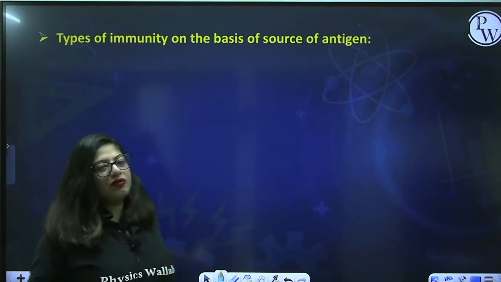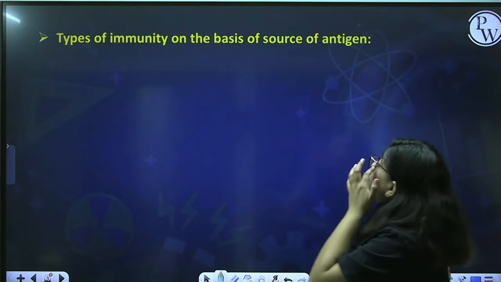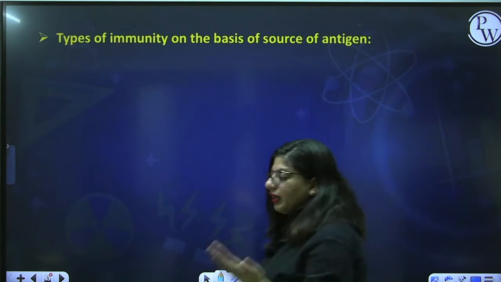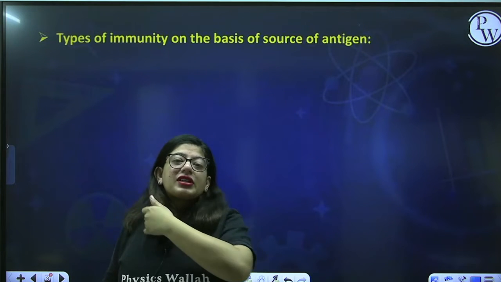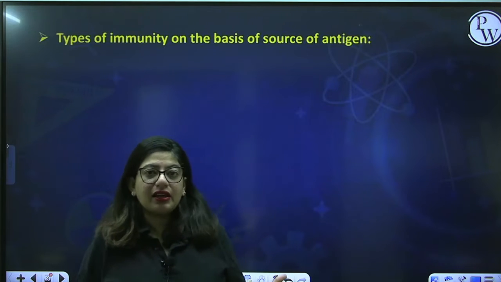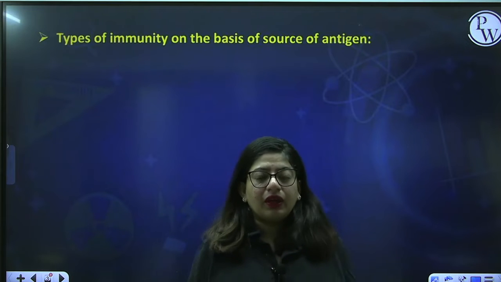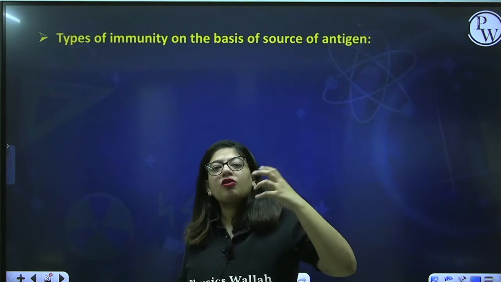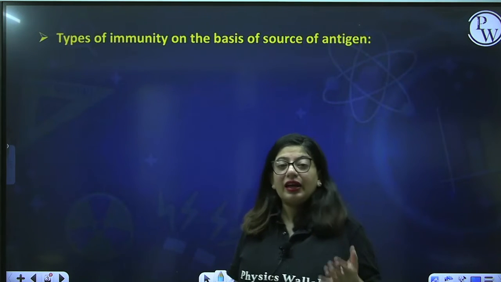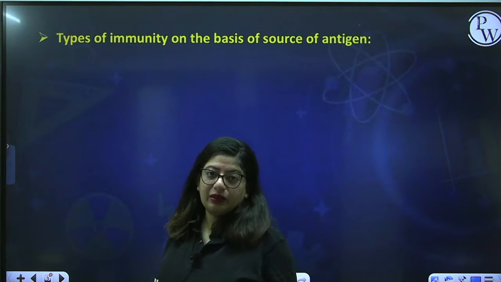The first topic that we are going to discuss is types of immunity on the basis of source of antigen. Let's first take a look at what we covered in the previous class. We did what adaptive immunity is, what its features are, and what cells are responsible for it. We also discussed what an antigen is and what an antibody is. As you know, an antigen is a glycoprotein or lipid usually present on the surface of pathogens or any cell, and it can trigger the immune response, and as a result the immune system will produce antibodies, right?